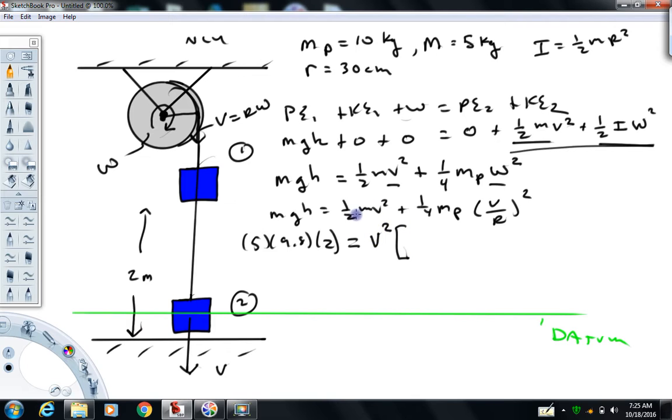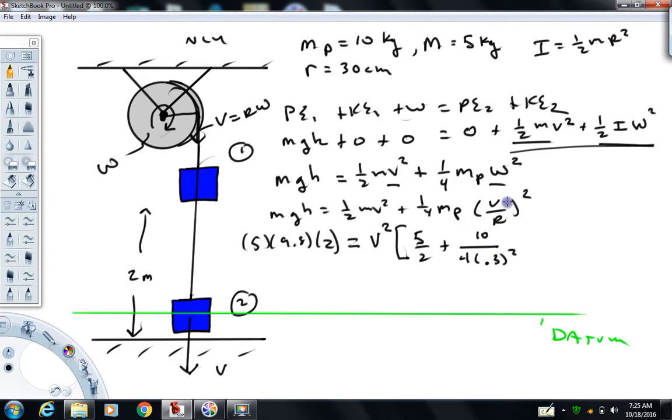And then this term would be m over 2. That's going to be 5/2 plus. Now when we factor a v squared out of here, we're still going to have mass of the pulley, which is 10. And if we look carefully, we end up with 4r squared in the bottom. So I'm going to put 4 times 0.3, and that's squared.